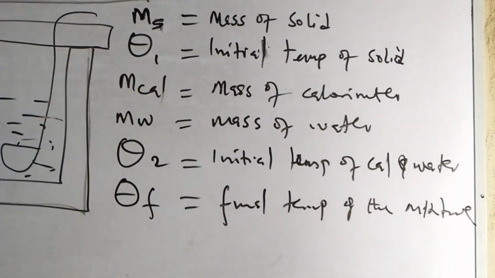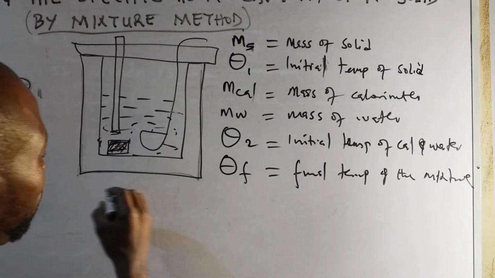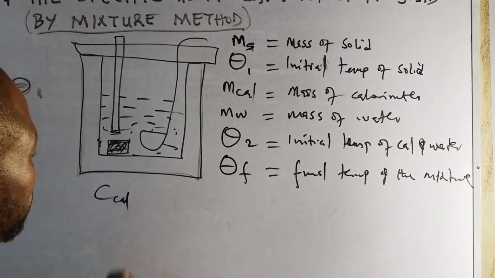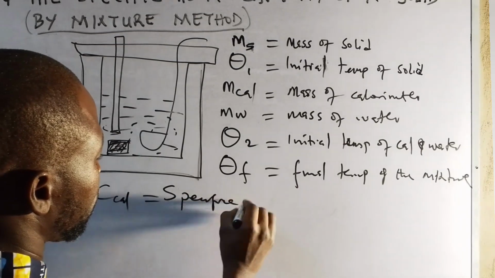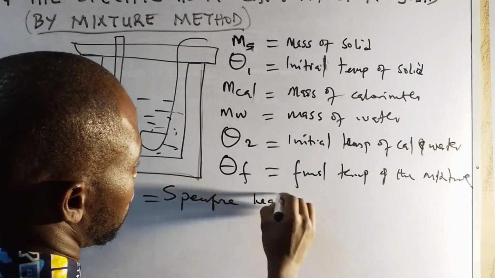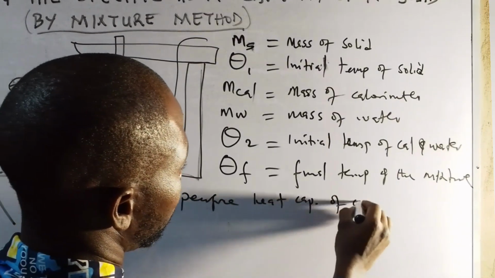All right. Now you're going to have C cal, which is the specific heat capacity of the calorimeter.